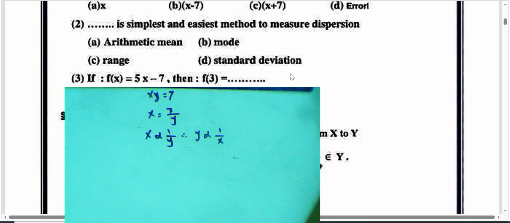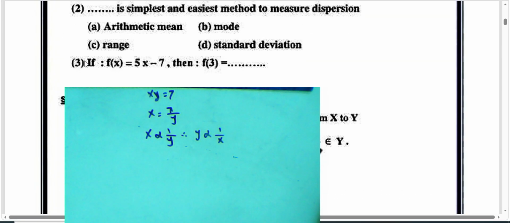Range is the simplest and easiest method to measure dispersion. The answer will be letter C.